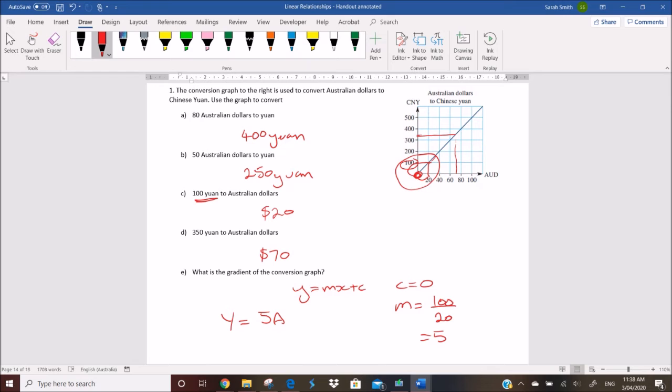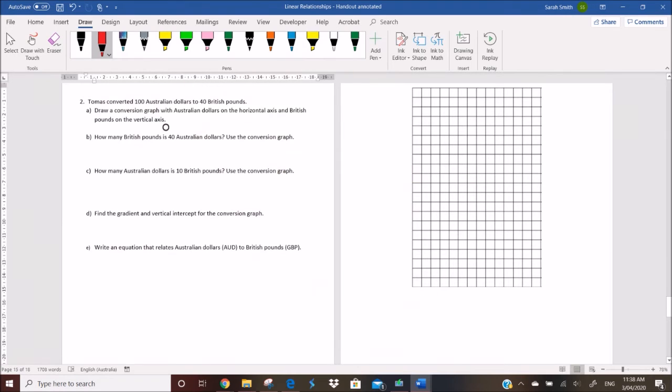So our Australian dollar is the A, our Y is our yen. Okay, for question 2 here. Thomas converted 100 Australian dollars to British pounds. Draw a conversion graph with Australian dollars on the horizontal and British pounds on the vertical. So this is our horizontal, this is our vertical. So we want to convert 100 Australian dollars.